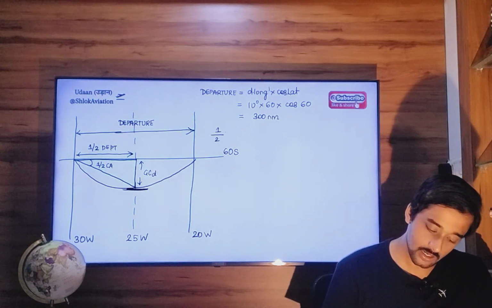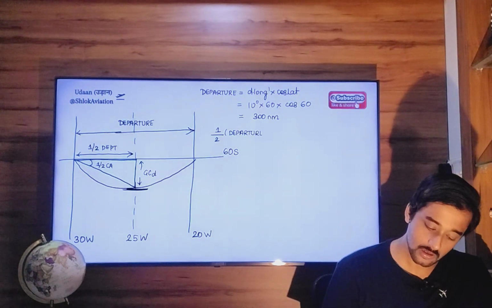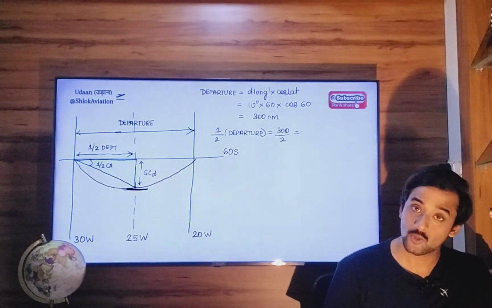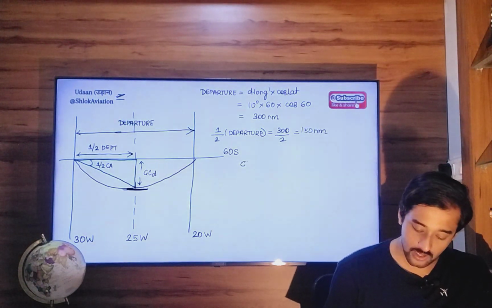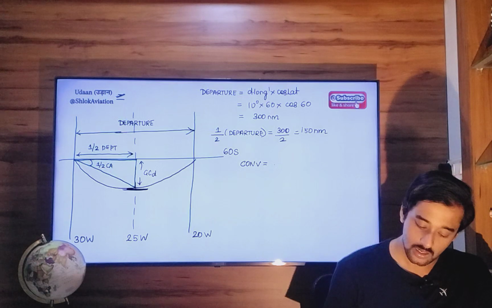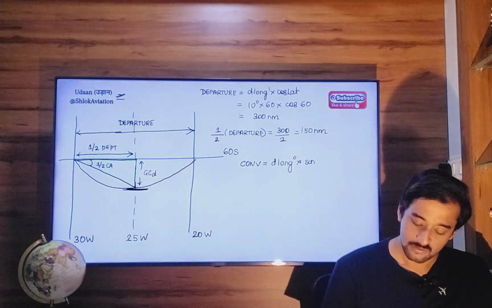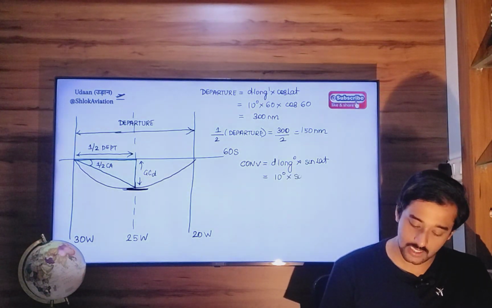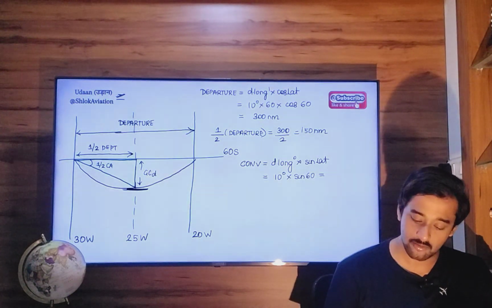Half of departure equals 300 half, that is 150 nautical miles. Convergence equals d long in degrees into sine latitude. So 10 degrees into sine 60 is 8 degrees 39 minutes.